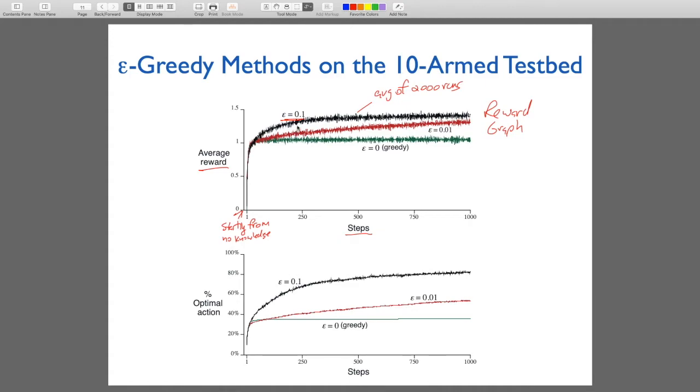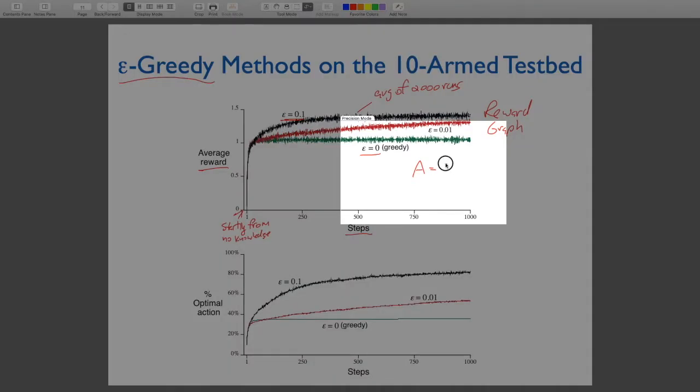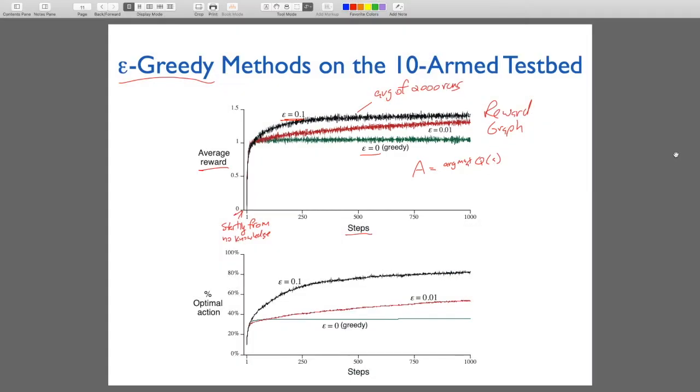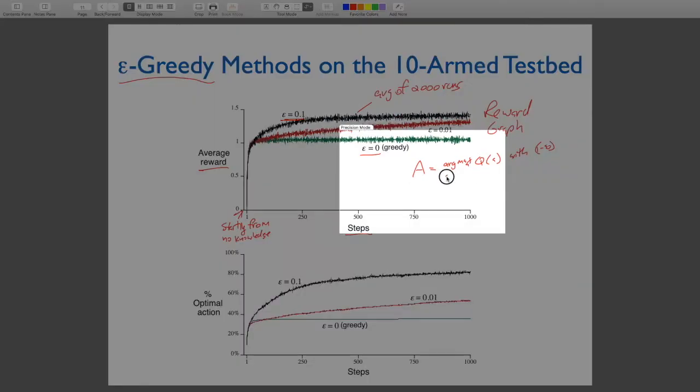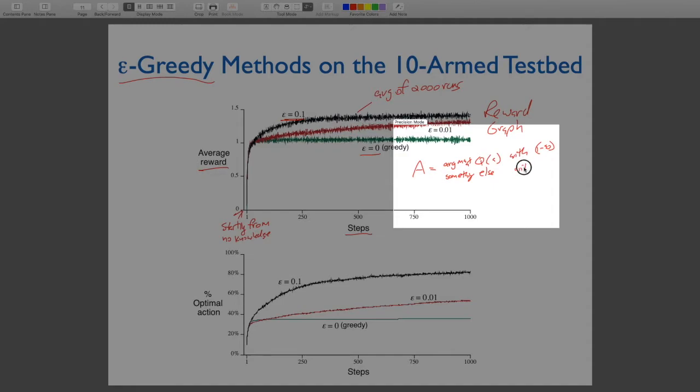So, right, remember it's epsilon greedy, right? And we've got 3 different values of epsilon. We've got epsilon 0, epsilon 1%, and epsilon 10%, right? And remember, if you have that policy, the action is going to be argmax, picking the best possible value of A with probability 1 minus epsilon, and then picking something else with epsilon.